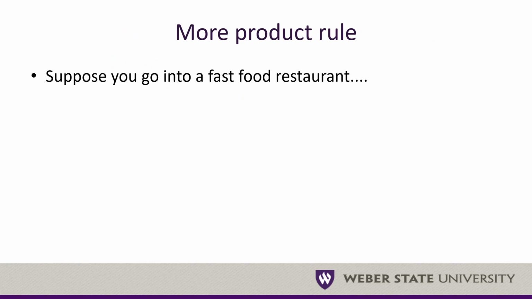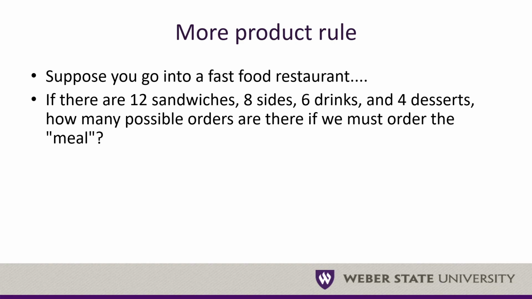Fast food restaurant, another one. 12 sandwiches, 8 sides, 6 drinks, 4 desserts. How many possible meal orders could you have? A meal, of course, would have to include everything there. So I want the sandwich, the side, the drink, and a dessert. Well, obviously then it's just 12.